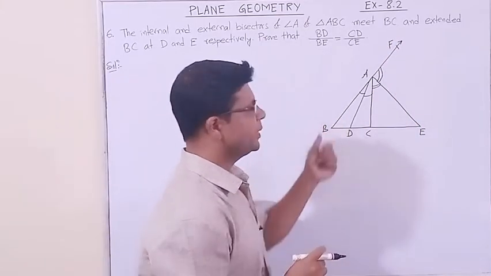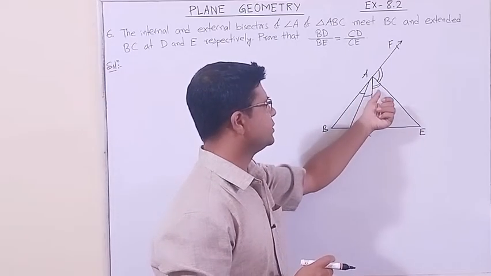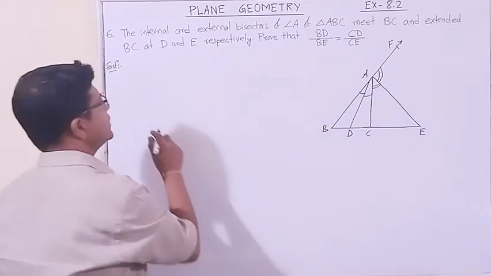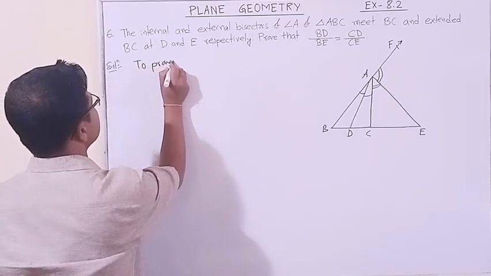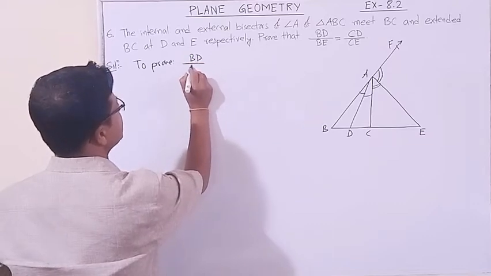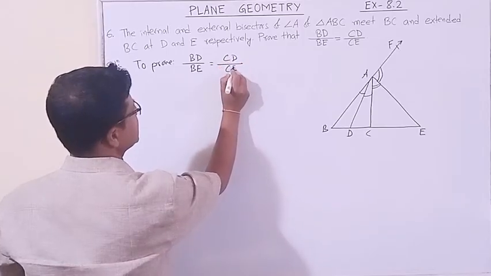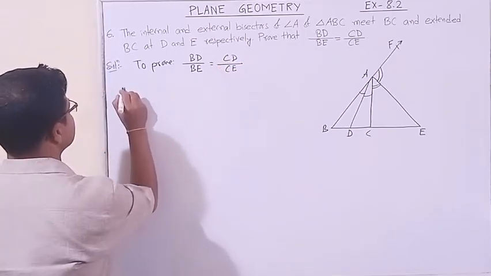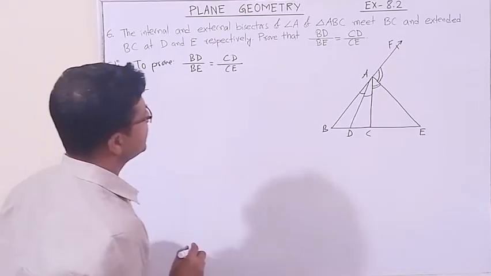This part is given. I am not writing the given part. Directly I will move to the proof part. That means these two angles are equal, these two angles are equal. So let us write from to prove. Given part you can easily write. What is to be proved? BD by BE is equal to CD by CE. Got it? Let us start the proof. The proof is very easy.